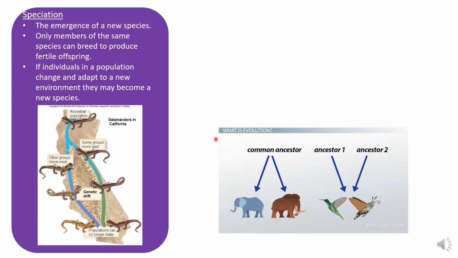Now, if you have a look at this picture here, we've started off with these salamanders in Northern California, and as you move all the way down into Southern California, these two salamanders have adapted to the different conditions in the west and the east of California, and therefore they have evolved and become so different that they can no longer breed to produce fertile offspring. So these two salamanders are now different species, and they have evolved from this common ancestor here from the north of California.